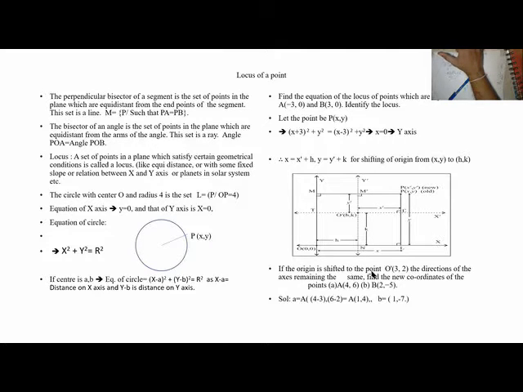So if the origin is shifted to the point O dash (3, 2), the direction of the axes remaining the same, find the new coordinates of the points (4, 6) and (2, minus 5). So (4, 6) with respect to the old axis. Now the axis is shifted to (3, 2). So 4 minus 3 is 1, 6 minus 2 is 4. So the new point with respect to the new axis is (1, 4).